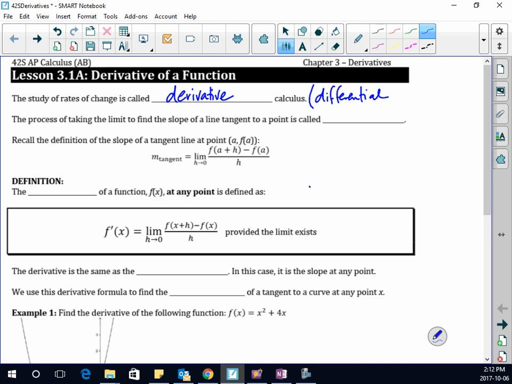1B. After that, after calculus 2, it goes into differential equations and integrals; it gets all crazy after that. So differential calculus is another word for it as well. The process of taking the limits to find the slope of a line tangent to a point is called differentiation.